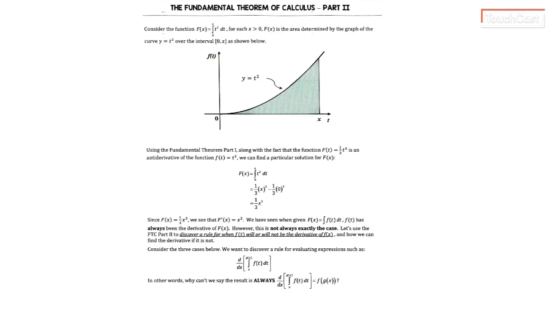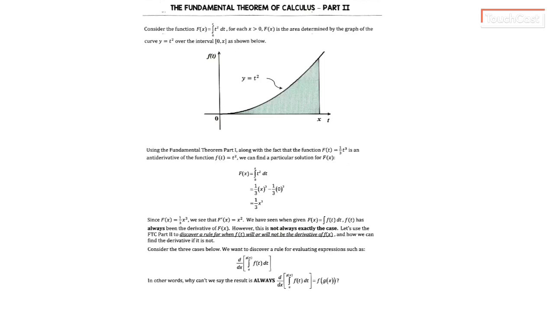We can use the Fundamental Theorem of Calculus Part 1 along with the fact that the function is an antiderivative of the other function. We can find a particular solution for big F. Since big F is equal to 1/3 x cubed in this case, or x cubed over 3, we can see the derivative of it is x squared.